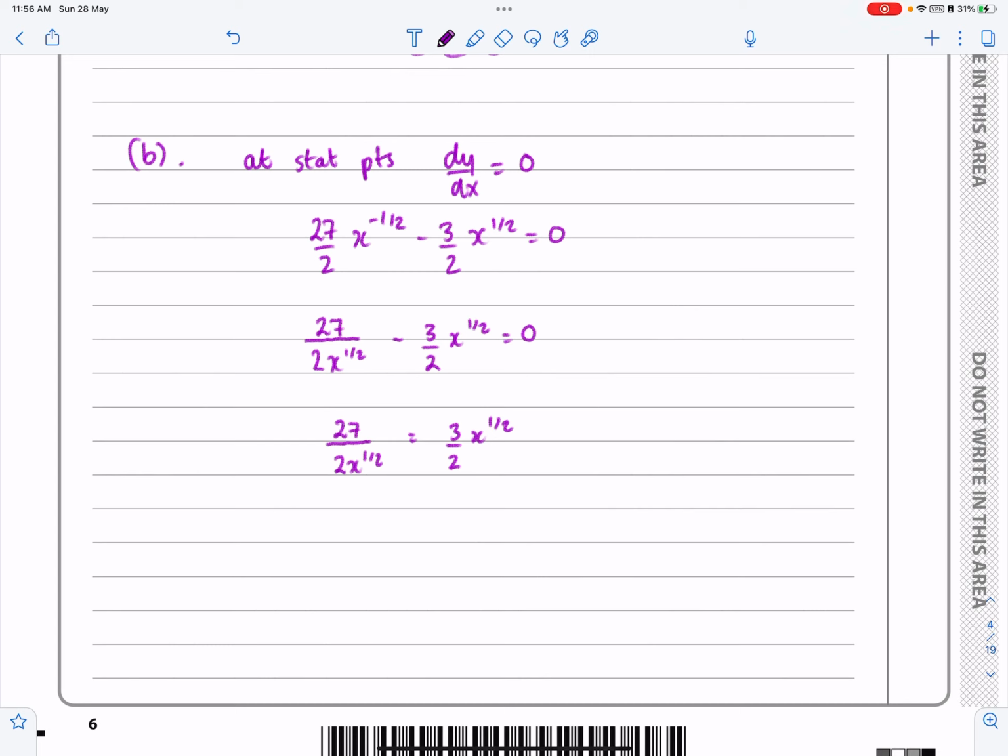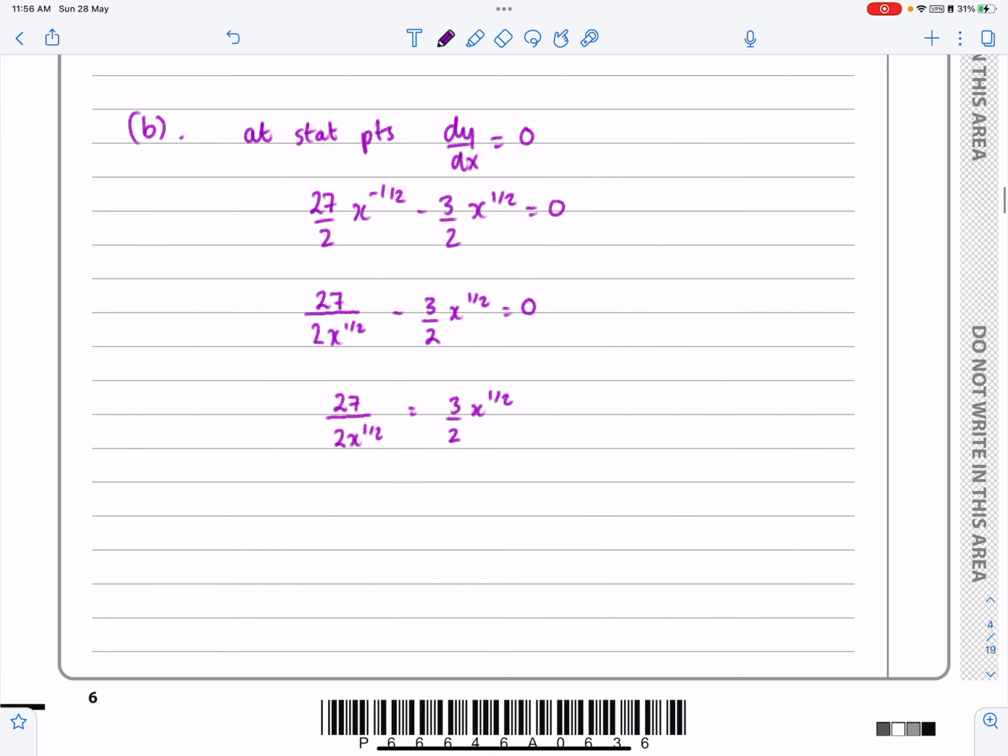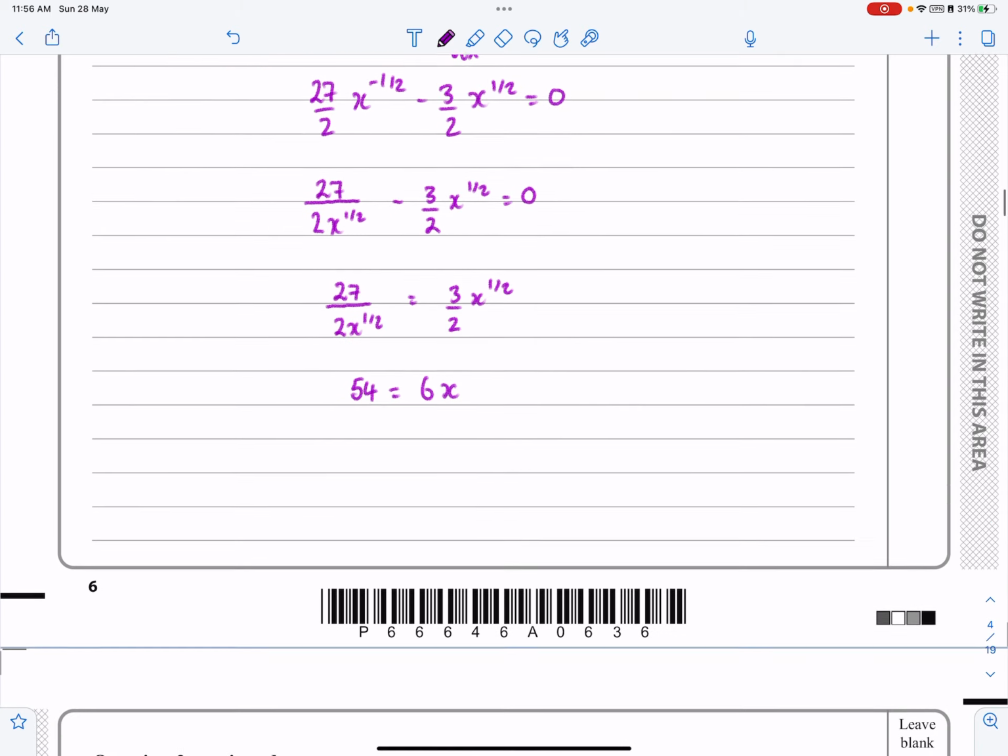And now just cross multiply. I'm going to do that times that and that times that. You could have done this a little bit earlier on just by multiplying everything by x to the half. Doesn't matter, I'm going to do it this way. So 27 times 2 is 54. 2x to the half times 3x to the half: 2 times 3 is 6, and x to the half times x to the half, we add the powers. X to the half means square root, whichever way around you want to think about it. We end up with that, which gives me x is 54 divided by 6, which gives me x is 9.